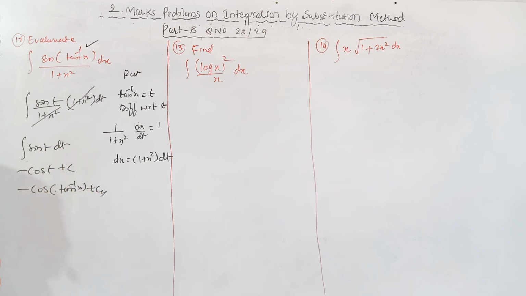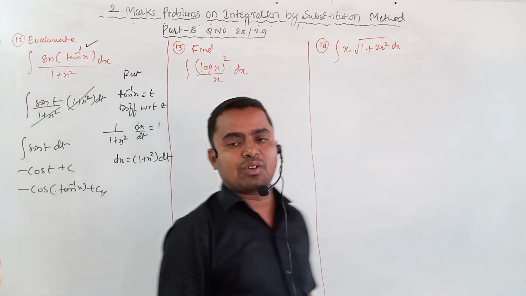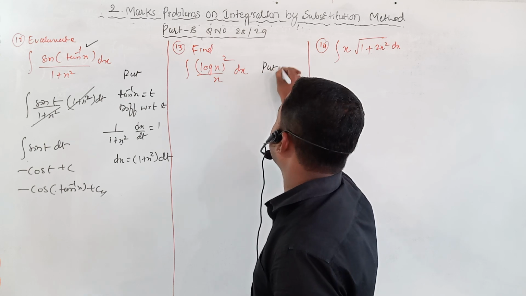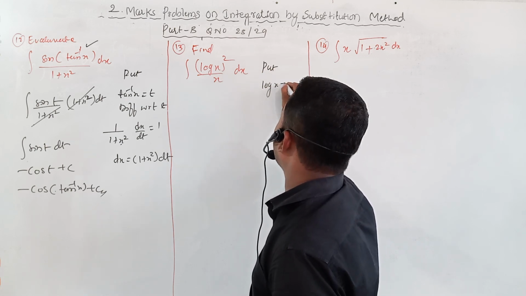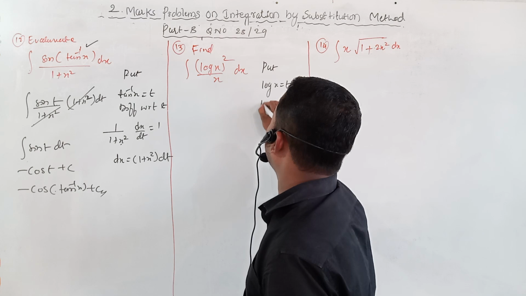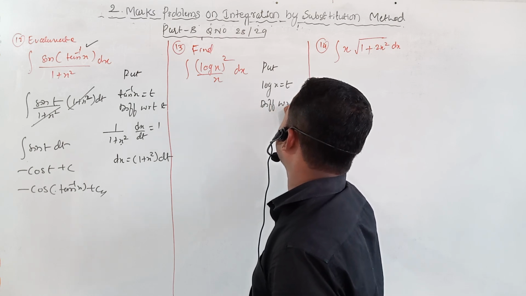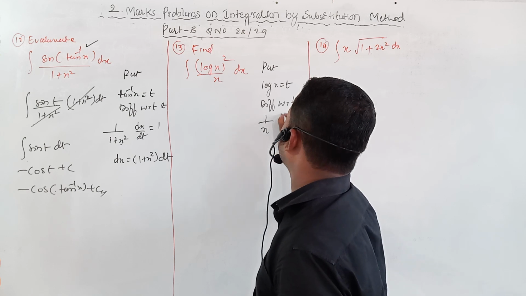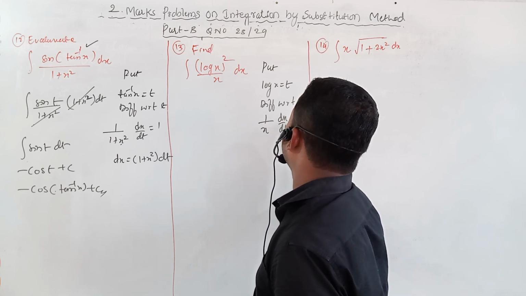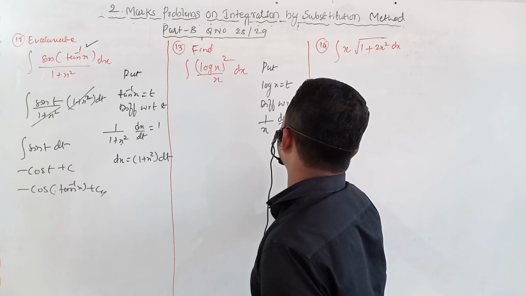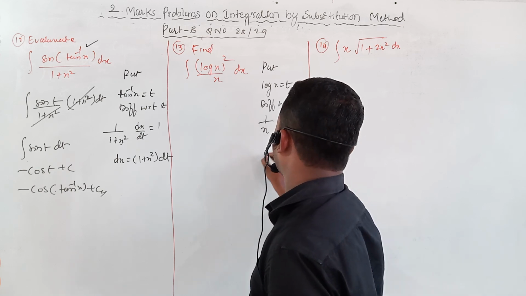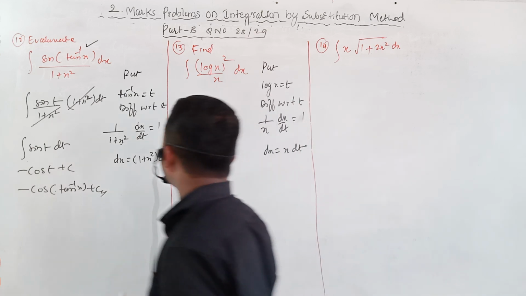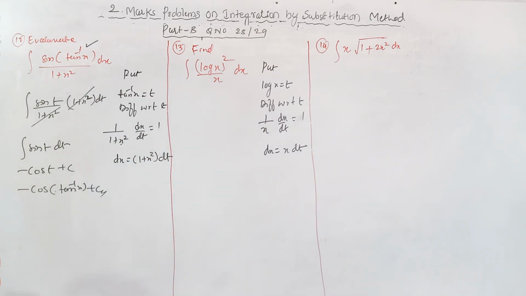It's a very simple problem. Then again see here, the derivative of log x is what? 1 by x. Put log x is equal to t. Differentiate with respect to t. The derivative of log x is 1 by x, so dx by dt is equal to 1. Now dx is equal to x dt.